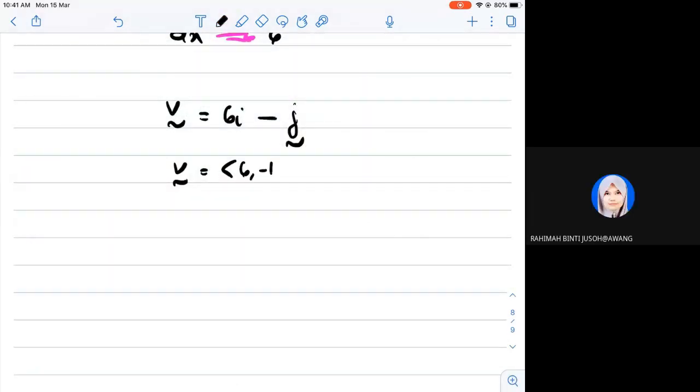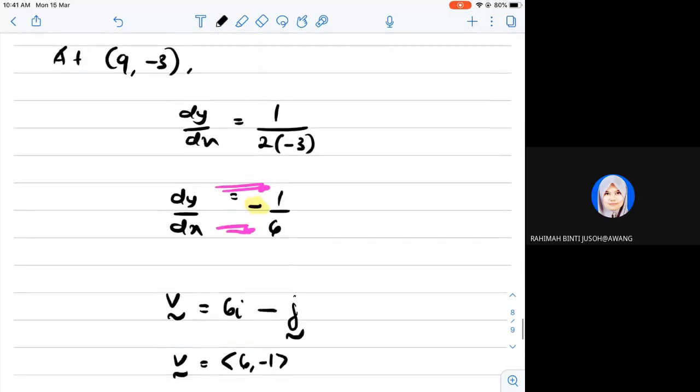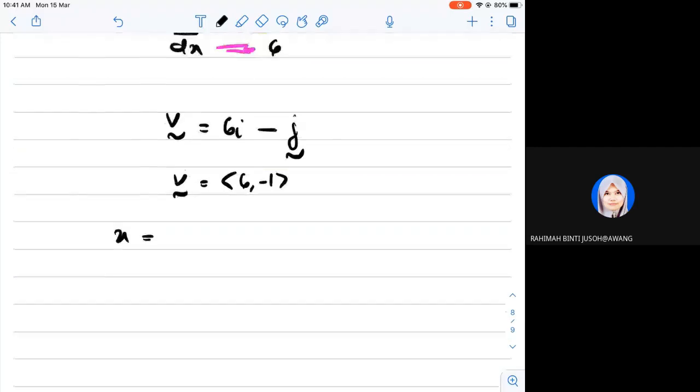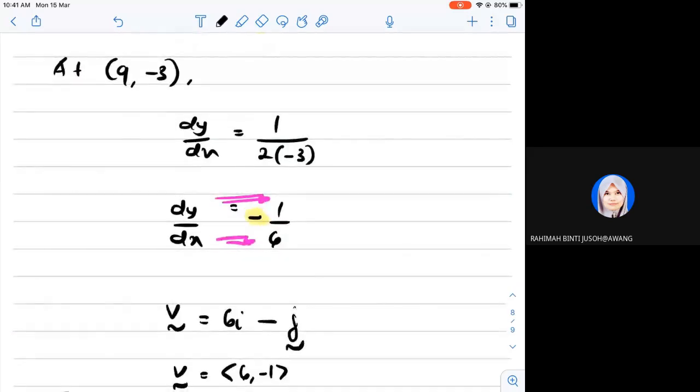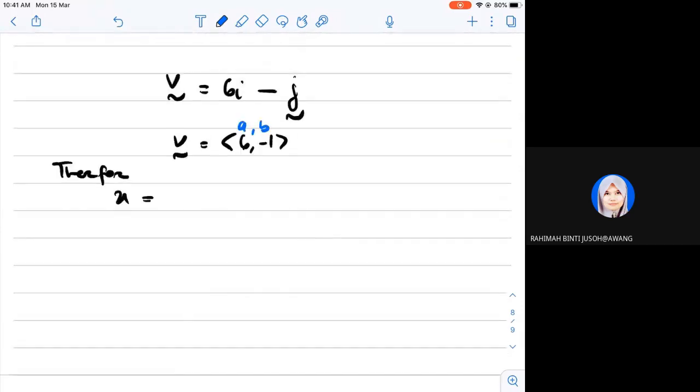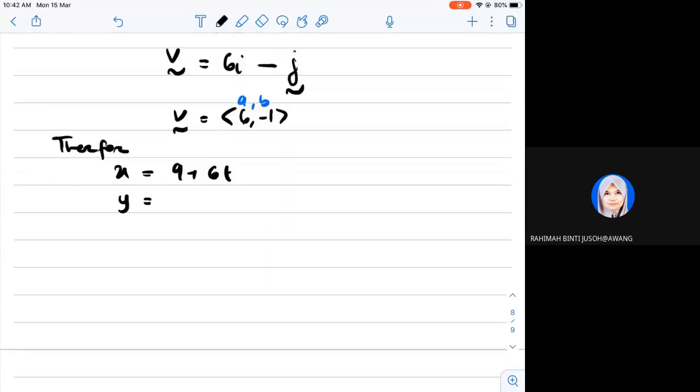Okay, so we have 6 and -1 like this. Okay, so now we have what? x equals to, therefore, the equation x equals to x naught. This is x naught. And then this is your A and B. So x naught is 9. 9 plus 6t, and then y equals to -3 minus t. Minus t like this.